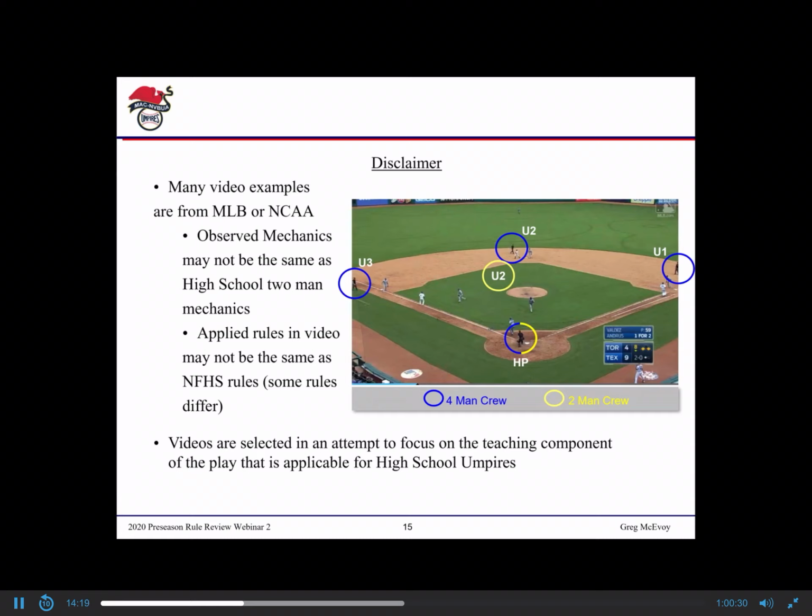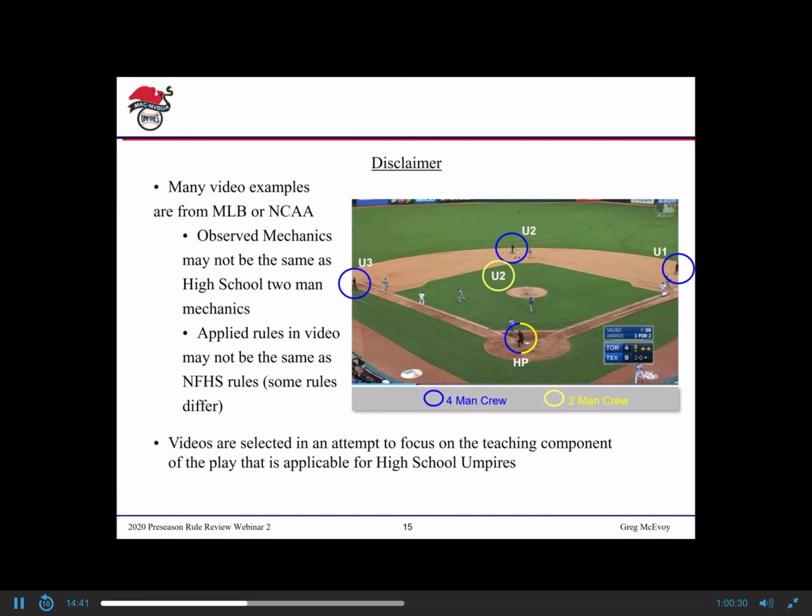Okay, we're now getting into the interference section of our presentation. You are going to see videos. We try and use the videos to enhance the learning opportunities. Just as a reminder, the observed mechanics in the videos may not be the same as the mechanics that we do at the high school level in 2-man.